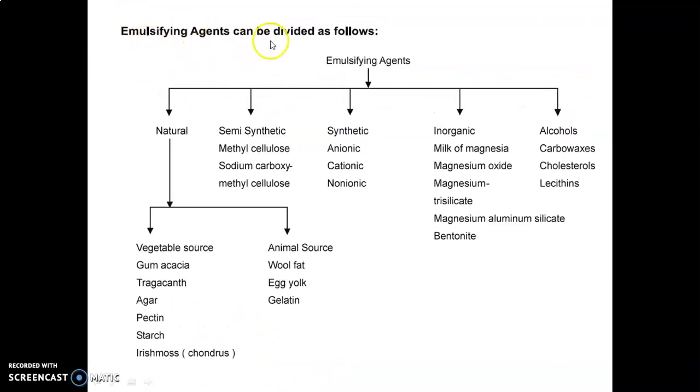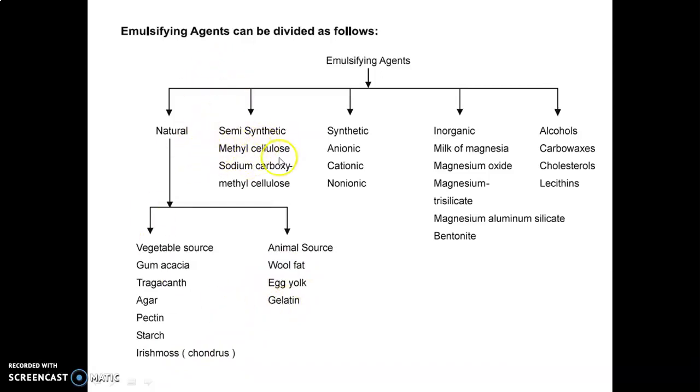The emulsifying agents can be divided as follows. The emulsifying agents are natural, semi-synthetic, synthetic, inorganic, and alcohols. In natural there are 2 types, vegetable source and animal source. In vegetable we have gum acacia, tragacanth, agar, pectin, starch, then chondrus, and animal source means wool fat, egg yolk, gelatin.